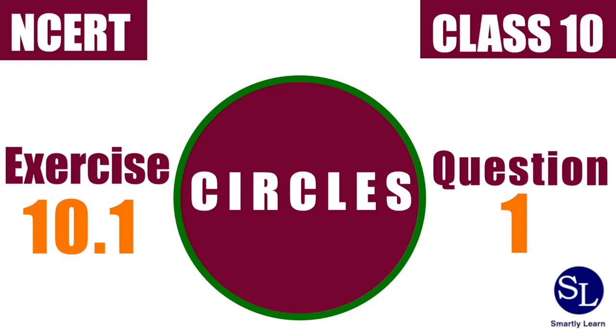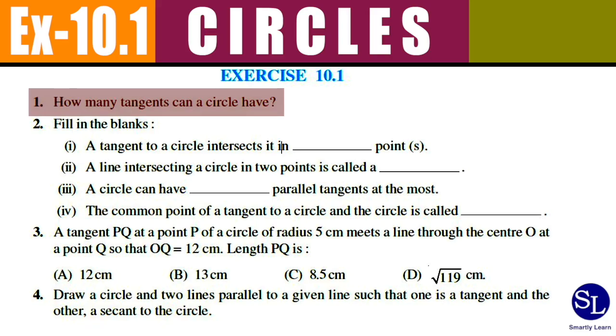In this video, let's see how to solve the questions from exercise 10.1 handling the topic circles. The first question is, how many tangents can a circle have? See, a tangent can be drawn at any point on the circle. So this means there can be an infinite number of tangents that you can draw to the circle. So for the first question, the answer is infinite.